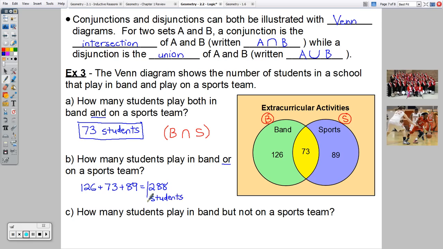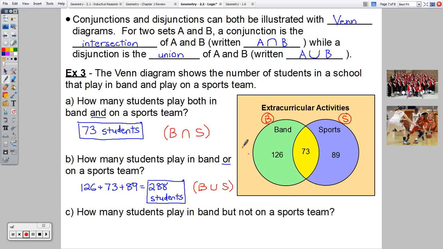And if you had to write that out in symbols, this is the things that are in either one, this or this. So this would be the union of those. It looks like bus, but this is B union S. Band united with sports.